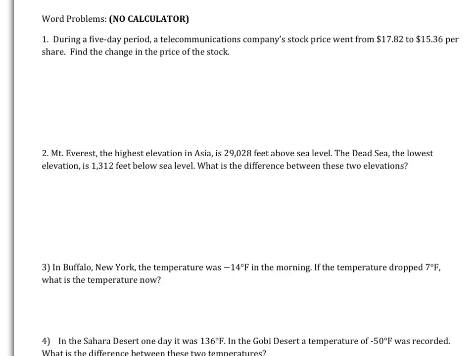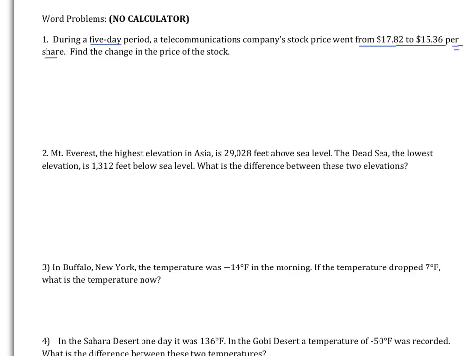Okay, so I know it's early in the year with cups, so I'm going to explain cups a little bit more. When we use cups, we're going to circle the question, and we're going to underline as we read, looking for key operation words and picking the operations that go with those words. Okay, so during a 5-day period, that might be important, the telecommunications company's stock price went from 17.82 to 15.36 per share. Now, this word per is oftentimes really important, so it might be in this one.